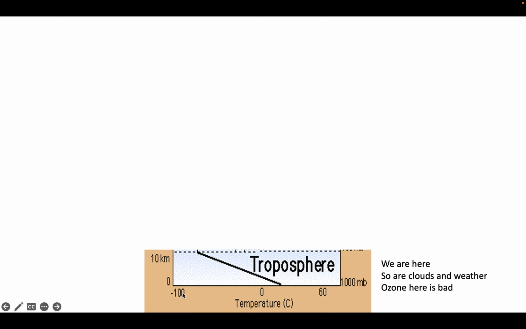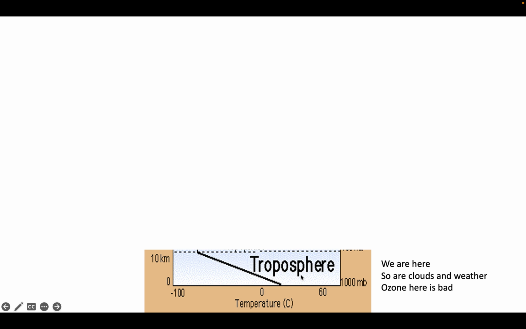The x-axis is temperature. 0 degrees Celsius here is freezing. 60 degrees Celsius is quite hot. Negative 100 is very, very cold. On this side of the y-axis, we've got altitude in kilometers, and on the right side of the y-axis, we've got pressure in millibars.